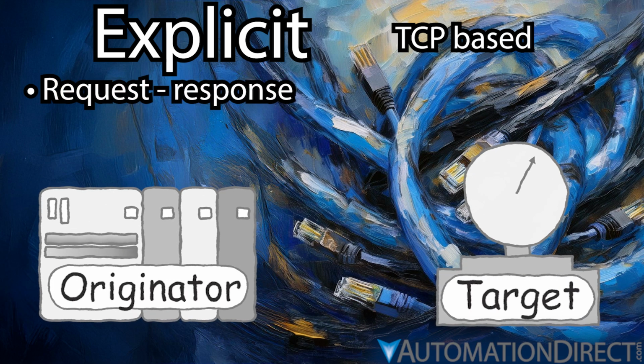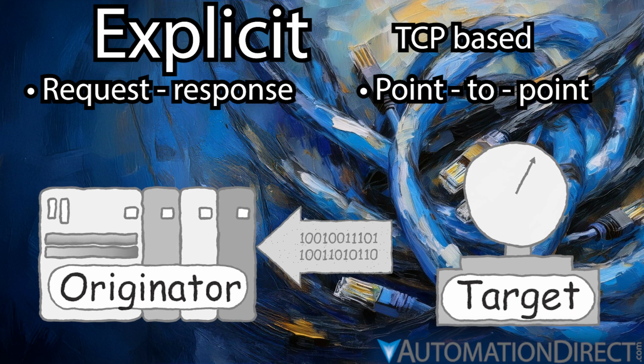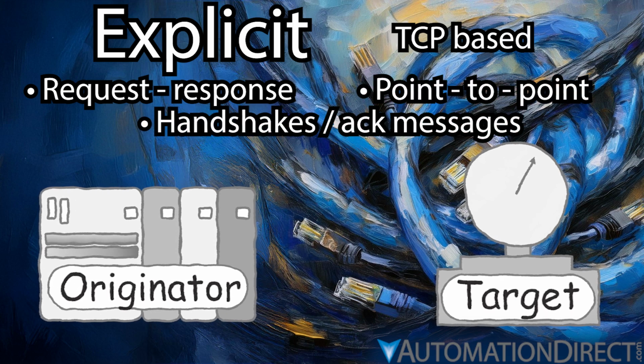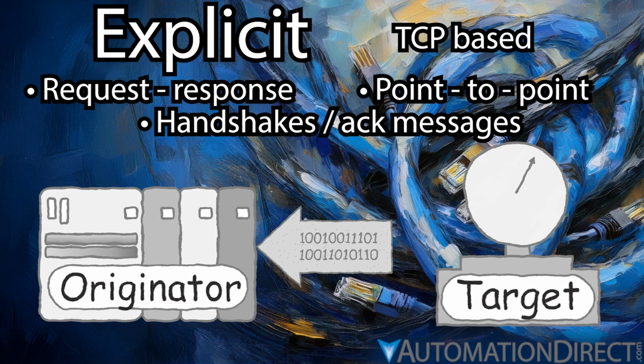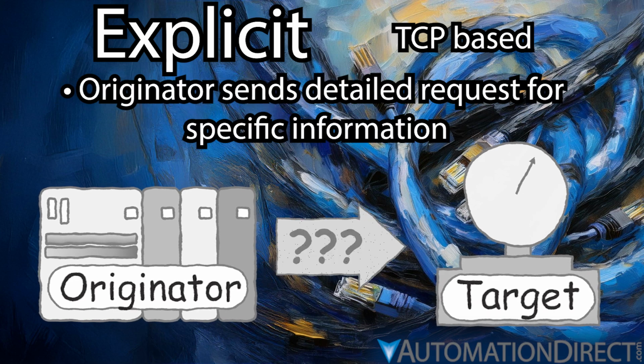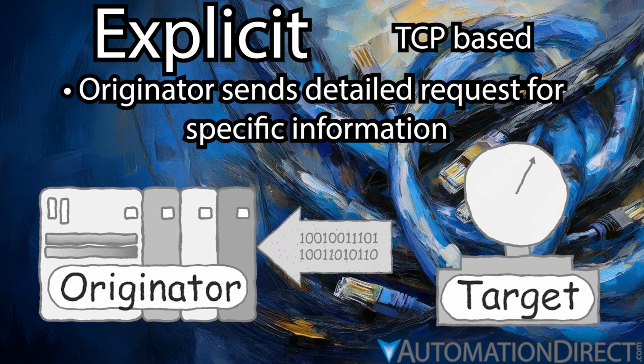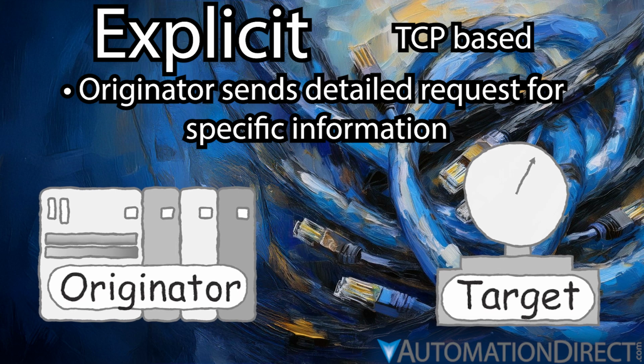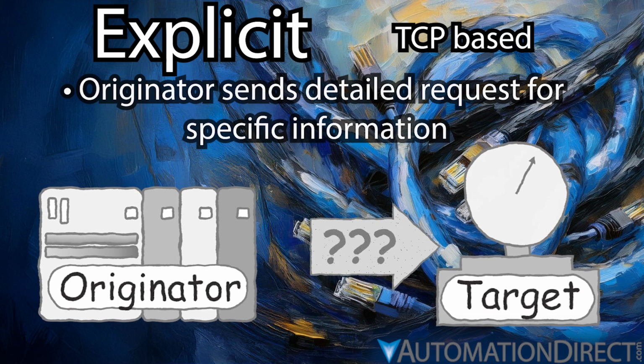Each message opens a point-to-point connection with an establishing handshake, receipt acknowledgement, etc. Each message also explicitly spells out for the target what information is being requested or sent. This object, this class, this instance, formatted precisely this way, and so on.